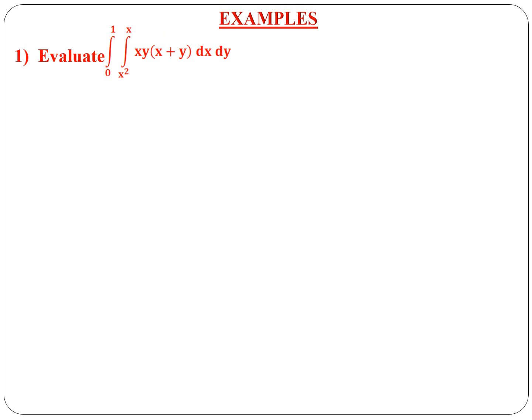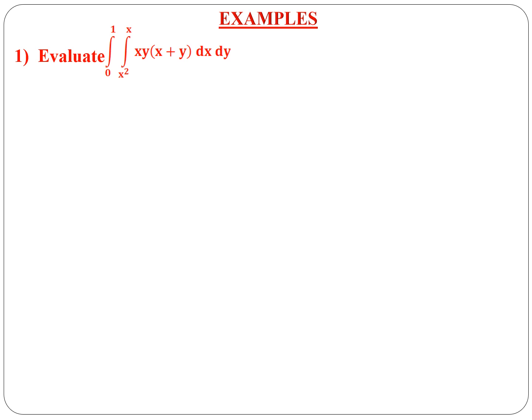So let's start with examples on the first type of problems on double integration, when the limits are given. I'm taking the first example here. Evaluate the integral from 0 to 1, and x square to x, of xy into (x plus y) dx dy. So we have our function as xy into (x plus y), and we have to integrate it with respect to x and y, and the limits are given as 0 to 1 and x square to x.